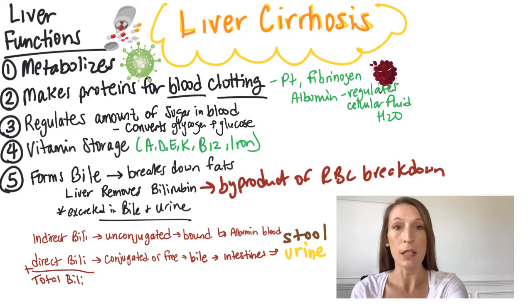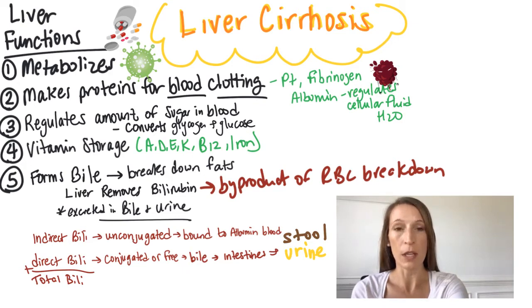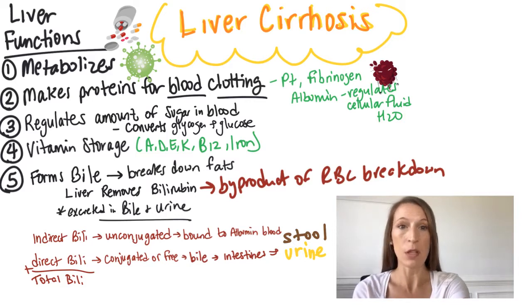It also regulates the amount of sugar in the blood. So the liver converts glycogen to glucose and then glucose to glycogen, and it stores the glycogen and releases it as needed. So think about blood sugar regulation there. Vitamin storage, the fat-soluble vitamins A, D, E, and K, and it also stores vitamins B12 and also stores iron. Now remember, iron likes to piggyback on top of hemoglobin. So if our liver is not going to function correctly, then we may see a low hemoglobin or a low iron level, and it will be related to that.